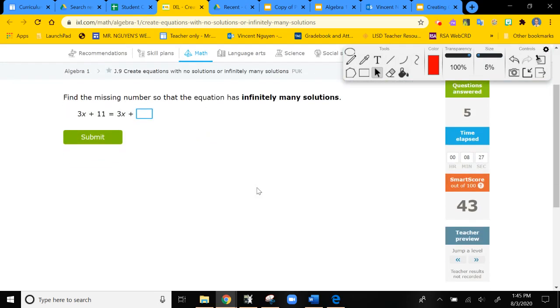Once you get the hang of this, it's so easy. And when you're solving an actual equation, be looking out for those two conditions. Variables disappear, and for infinitely many solutions, you're going to end up with a true statement, which means we're going to have 11 equals 11.